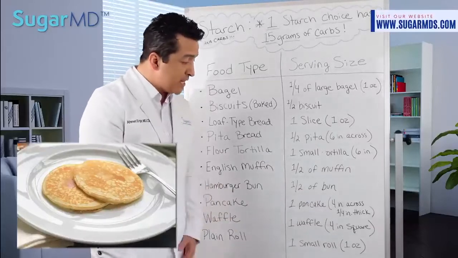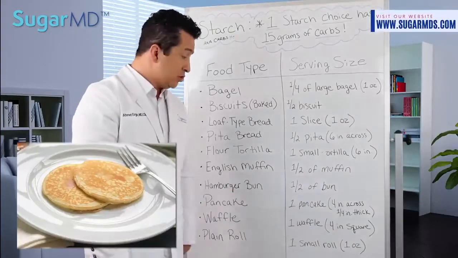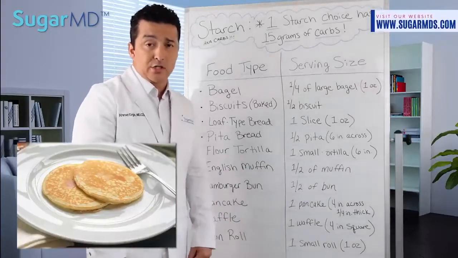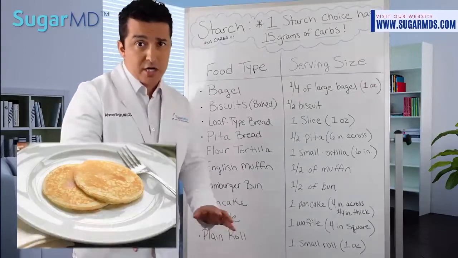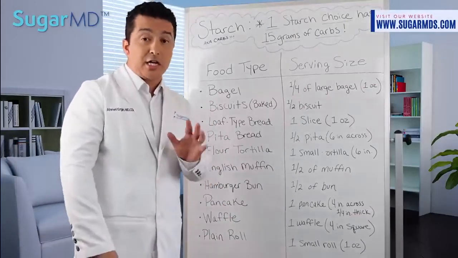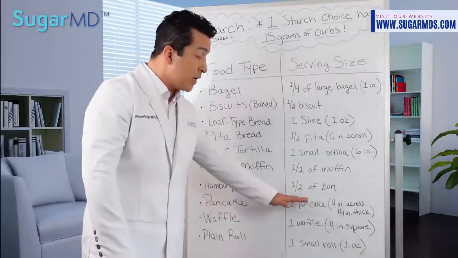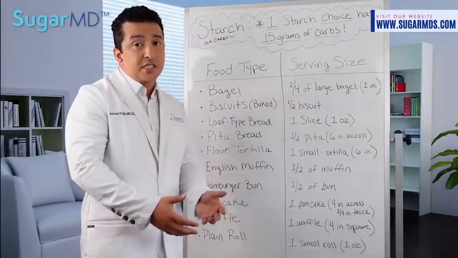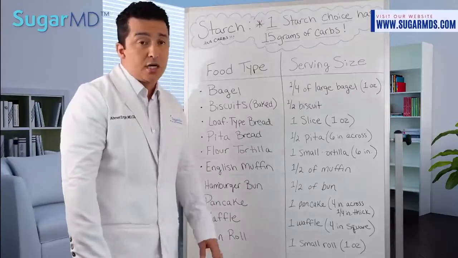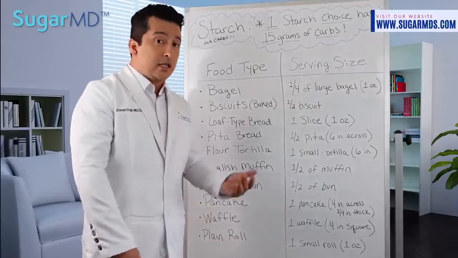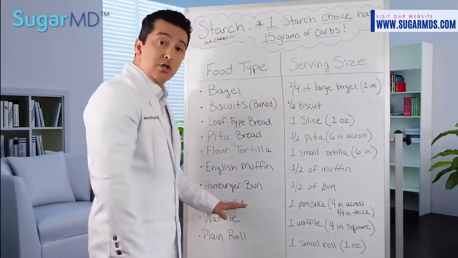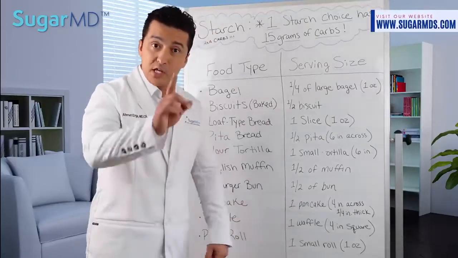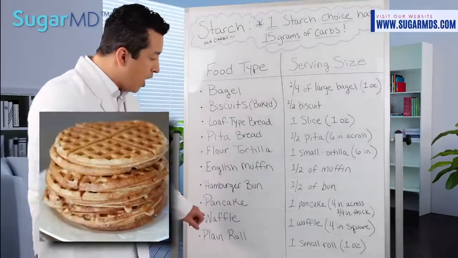Pancakes, one pancake is 4 inches across. Now, don't start writing mean comments saying that this doctor wants you to eat pancakes. That's not what I'm trying to do here. I'm just trying to educate you, telling you that if you have a pancake, one pancake will give you 15 grams. So if you stack them around, you may end up with 60, 80, 120, as much as you want, and end up with a coma. Not that I recommend it, but just so you know, if you're having a pancake, one pancake will give you 15 grams of carbs. The waffle.